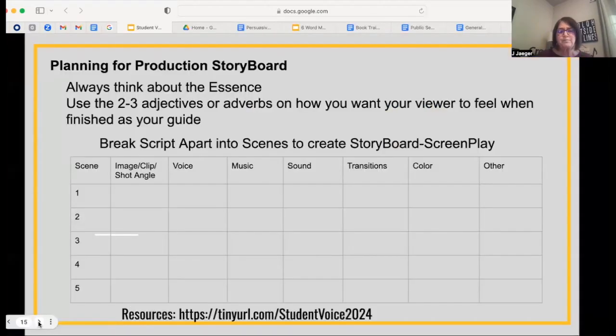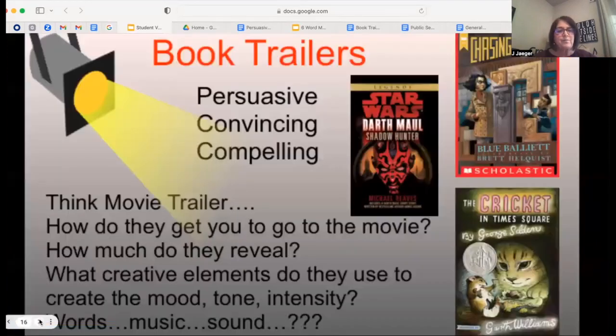Then we turn all of this to that storyboard. So once we know our 2 to 3 adjectives or adverbs, we're looking at every one of these areas, voice, music, sound, for each one of the scenes. So the story's been written, break it into scenes or segments, and then every one of these areas would become committed to that as well.